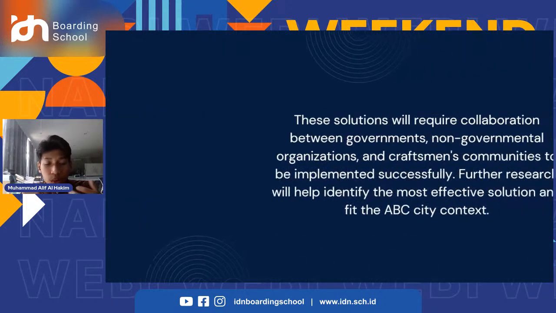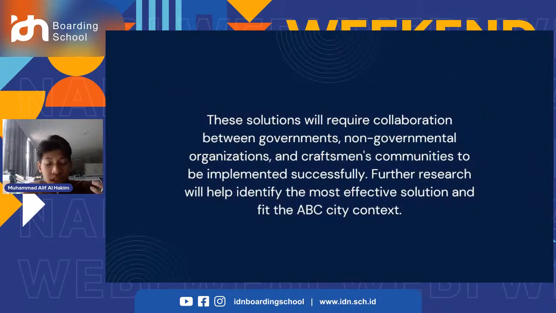And then what is the important point in the solution? The solution will require collaboration between governments, non-governmental organizations, and craftsmen communities to be implemented successfully. Further research will help find the most effective solution and fit the ABC city context. That is the important point and impact of the solution.